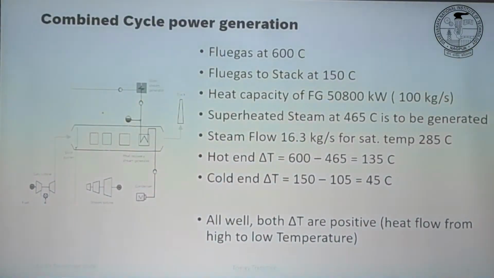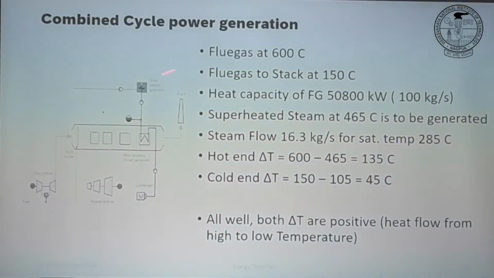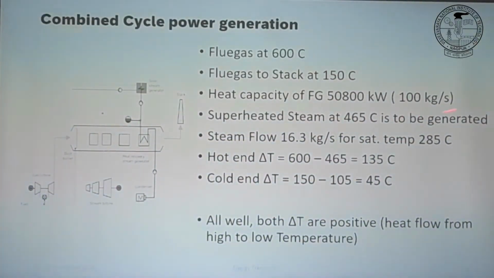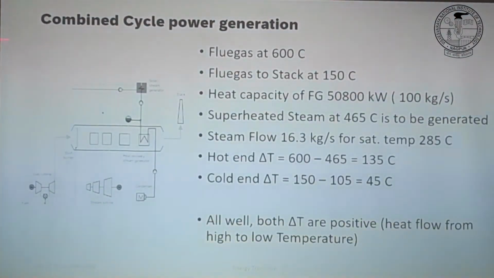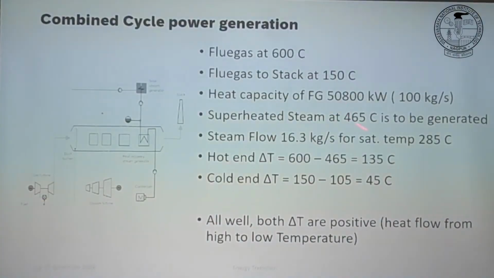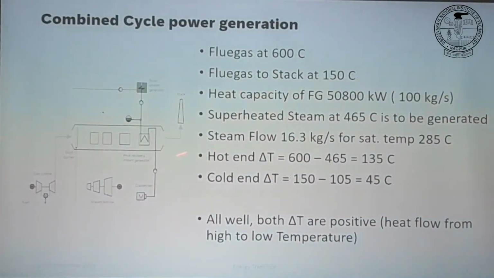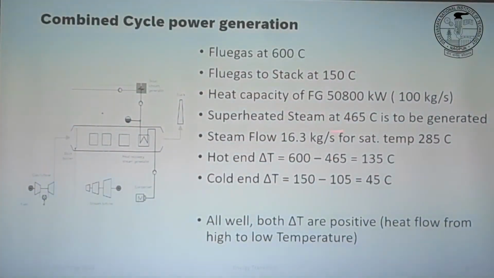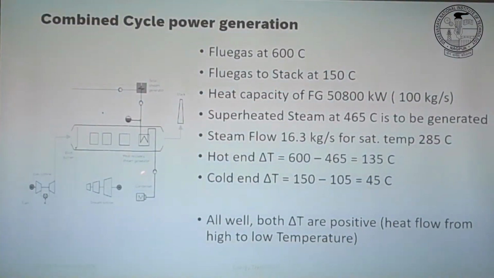Let's do some simple calculations. Imagine that we have flue gas coming out here at 600 degrees, right? And flue gas going out here is at 150. Okay. Let's assume we have 100 kg per second of flow, and the Cp value of flue gas is 1.13 or 1.15. That's the amount of... m Cp dT gives me the amount of heat capacity of the flue gas.